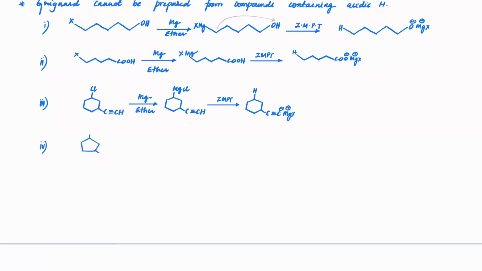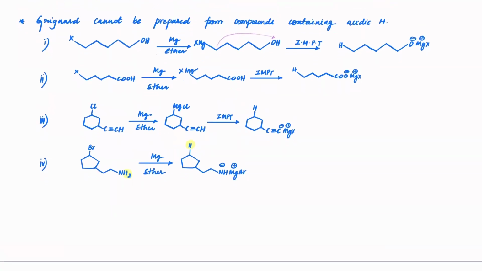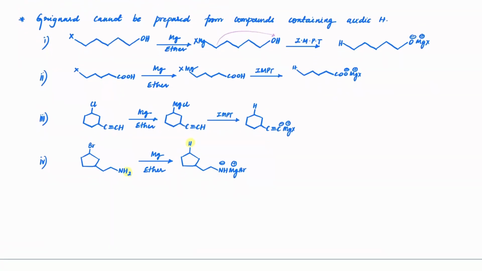One more example. If you have bromine on one side, NH2 on the other side, with magnesium and ether, you will get hydrogen shifted, giving NH minus and MgBr. So the first step comes here, and in the second step the hydrogen will shift here. Got it? So remember, when you have an alkyl halide, there should not be any acidic hydrogen along with it.